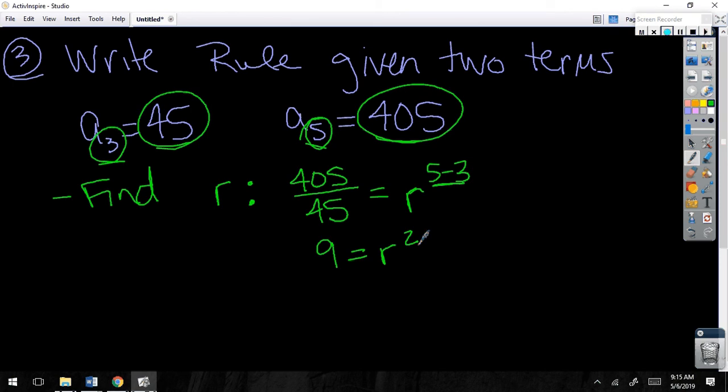What if that had been R to the 3rd? What would you do, though? Stuff that would have to be 1/3. What if you had 27 equals R to the 3rd? How would you solve that? Cube root. It's still 3. All I'm saying is you're going to have to take the root. Whatever's on R, you'll have to take that root.